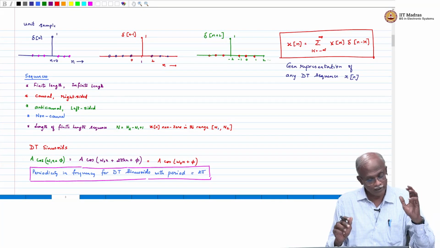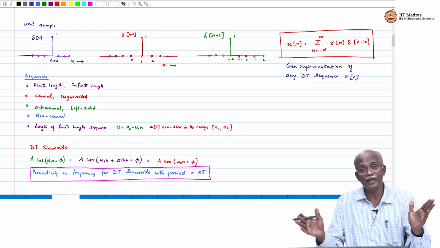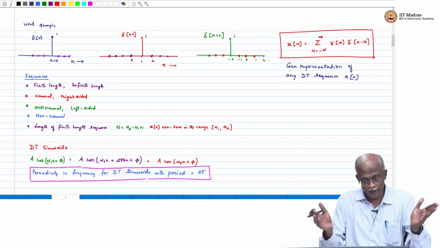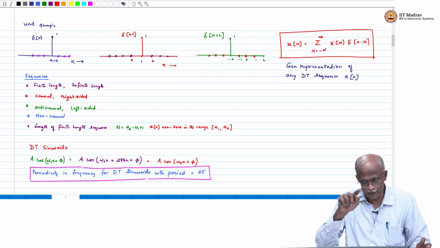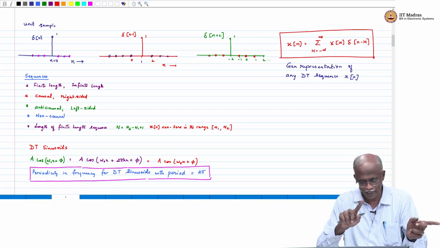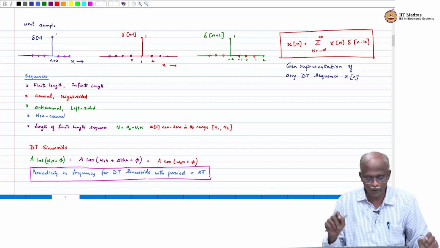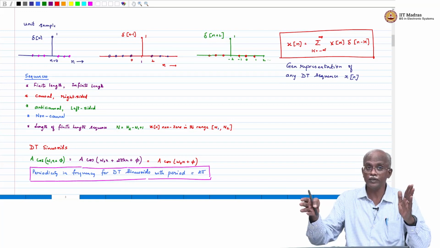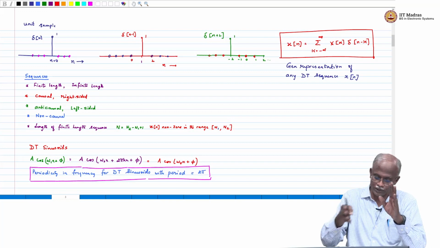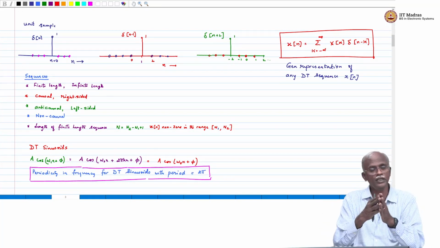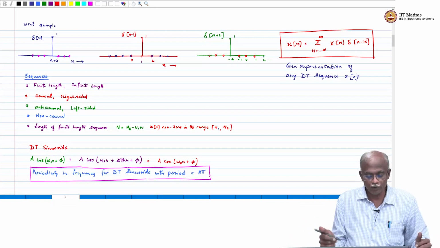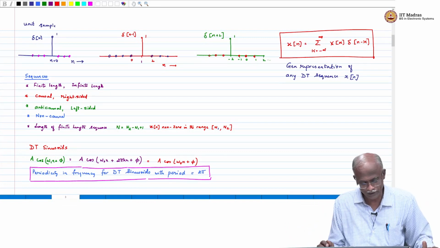We also saw that discrete time sequences can be classified as finite length or as infinite length. If they are finite length, we know how to calculate the length of the sequence, n2 minus n1 plus 1, where n1 and n2 are the two limits of the sequence. We can say whether a sequence is a causal sequence or a right-sided sequence. Similarly, anti-causal or left-sided, or it does not satisfy either causality or anti-causality. Therefore, we will classify it as a non-causal signal.